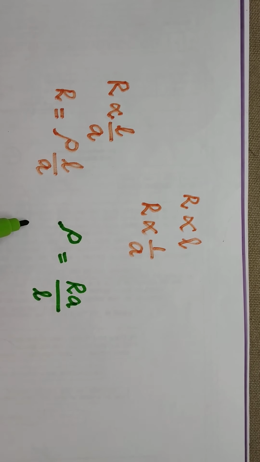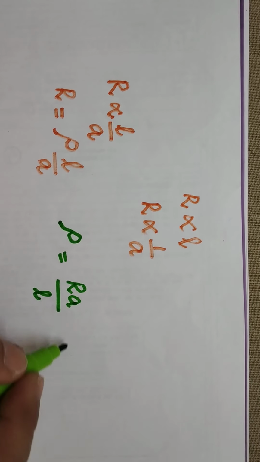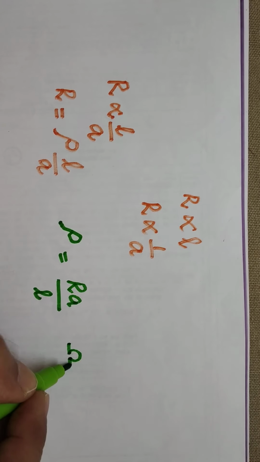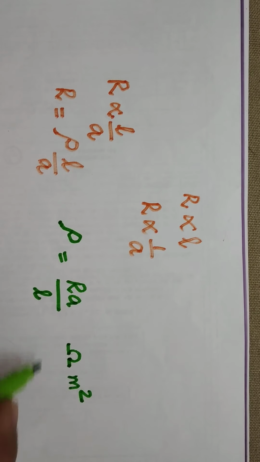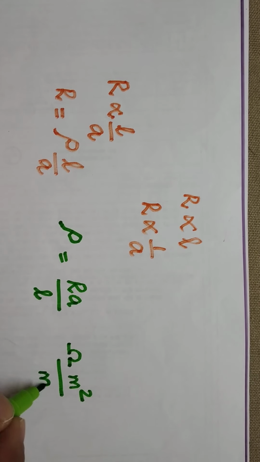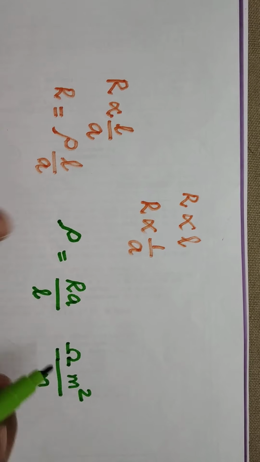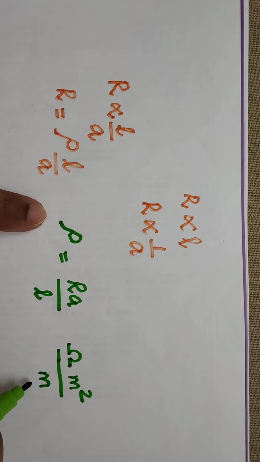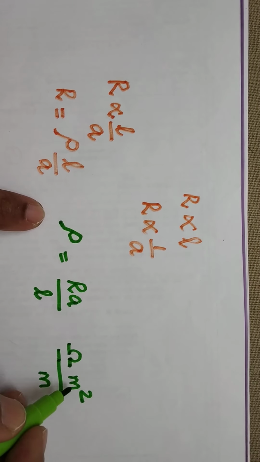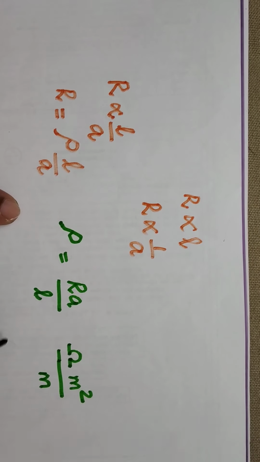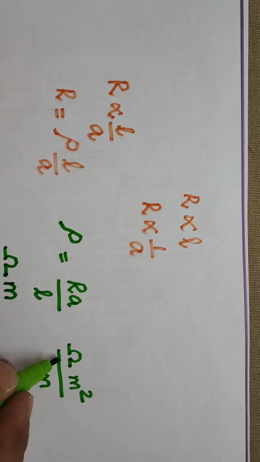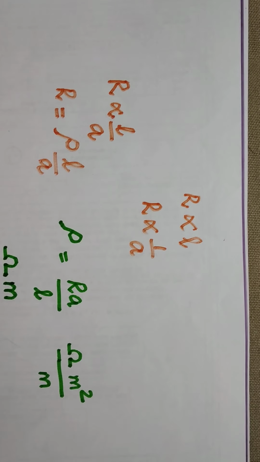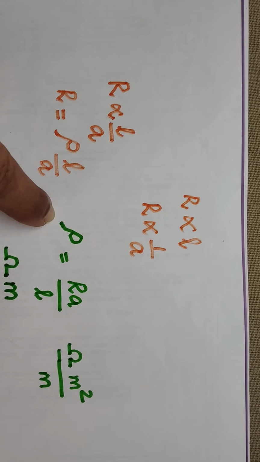Now what is the unit? What is the unit of resistance? It is ohm. Area of cross section, meter square in SI system. Length, meter in SI system. So it becomes ohm into meter square by meter. Meter and meter will get cancelled. 1 meter will remain here in the numerator. So unit of rho is nothing but ohm meter. Okay, that is the unit of specific resistance.